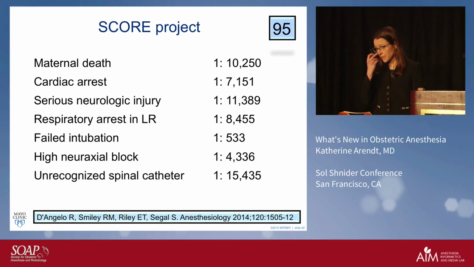What were those outcomes? Well, the incidence of maternal death in that population was 1 in 10,000, cardiac arrest 1 in 7,000, serious neurologic injury 1 in 11,000, respiratory arrest in a labor room 1 in 8,000, failed intubation 1 in 500, high neuraxial block 1 in 4,000, an unrecognized spinal catheter that was dosed like an epidural 1 in 15,000.